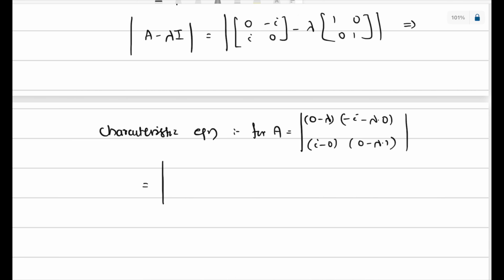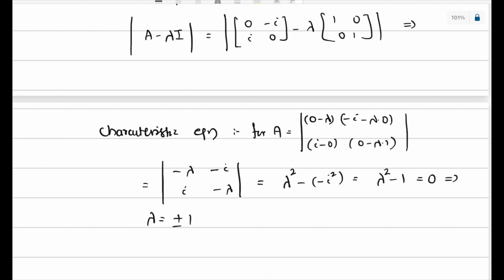That is equal to the determinant of [minus lambda, minus i; i, minus lambda]. This implies minus lambda into minus lambda is lambda square, minus minus i square. That is equal to lambda square minus 1 is equal to 0. That means lambda is equal to plus or minus 1.